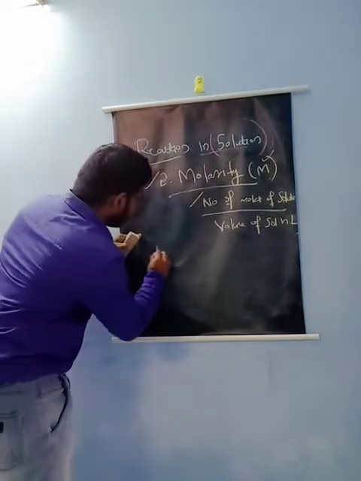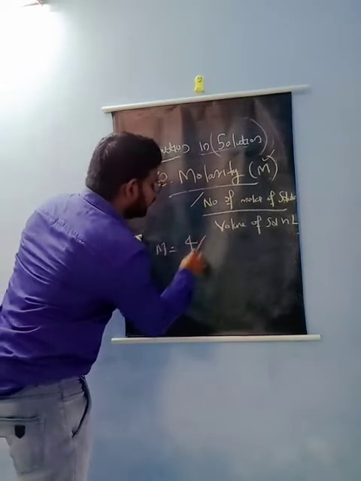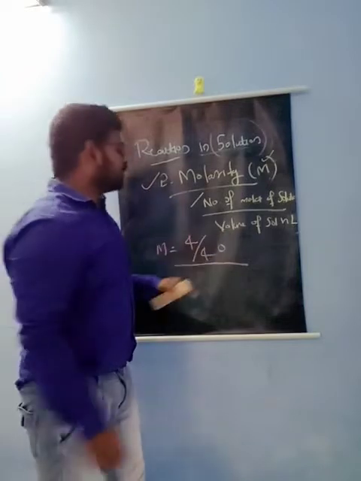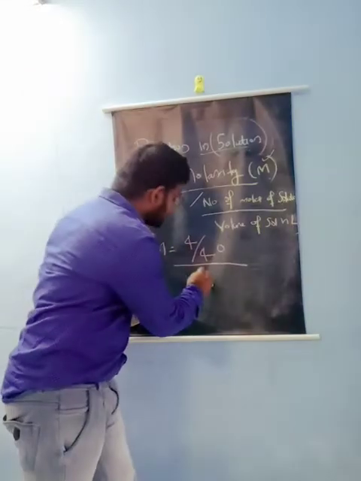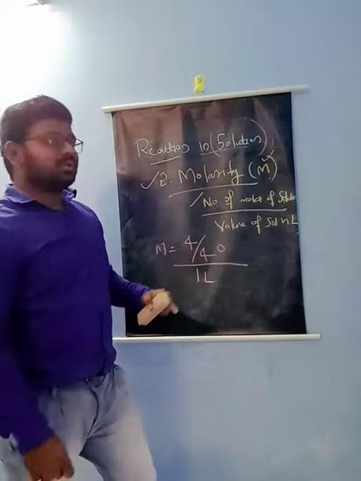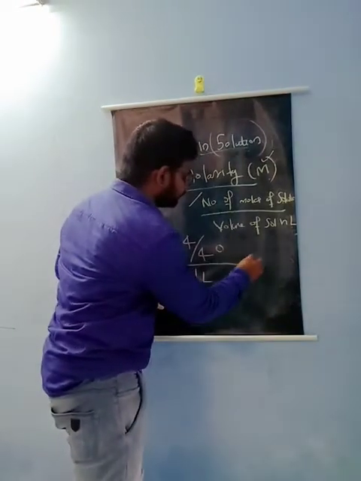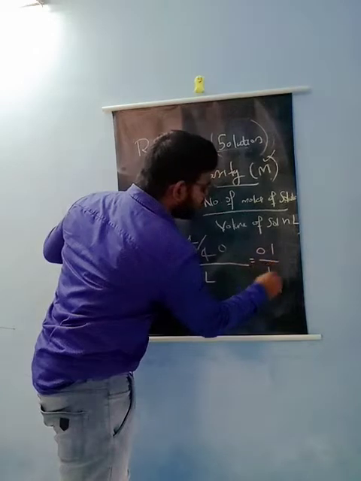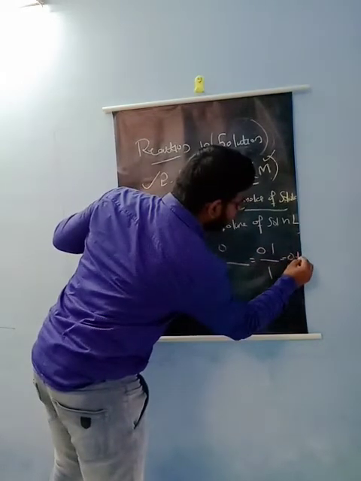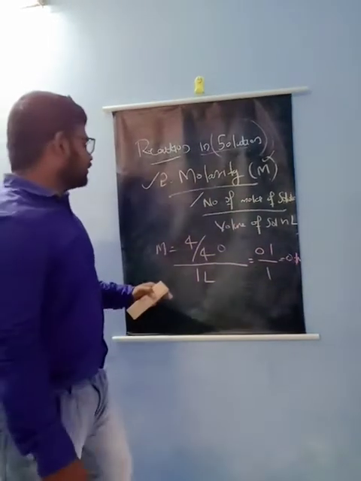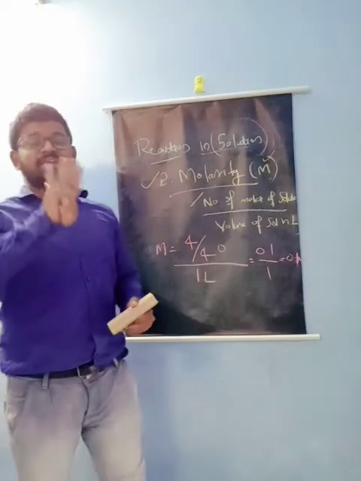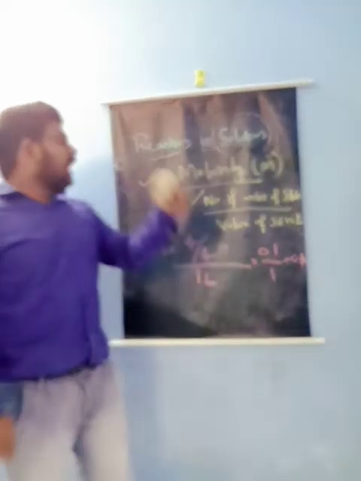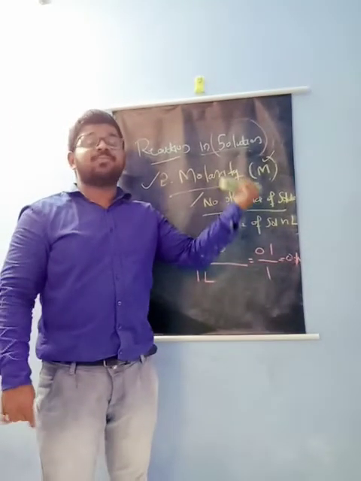So here M is equal to 4 by 40 divided by volume of solution in liter. Here the given volume is 1 liter. So 4 by 40 is equal to 0.1, divided by 1, is equal to 0.1 molar. So here we have been given 4 gram of sodium hydroxide in 1 liter of water, and we have to calculate the molarity of sodium hydroxide.